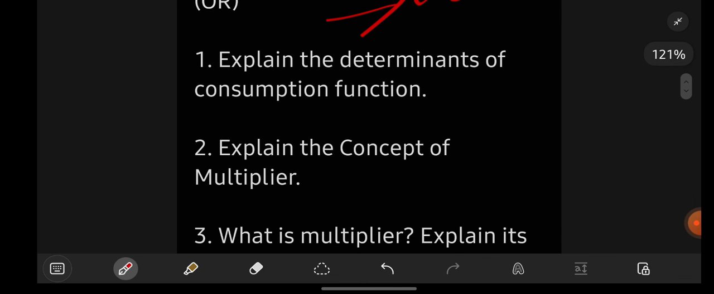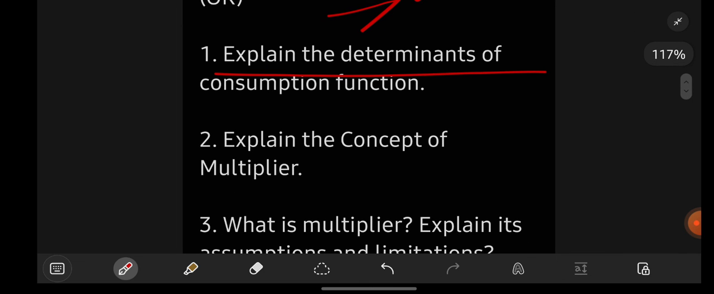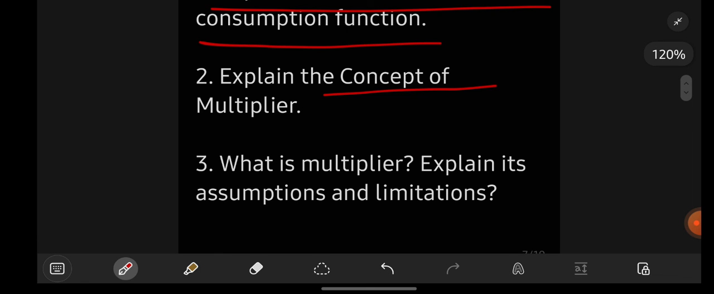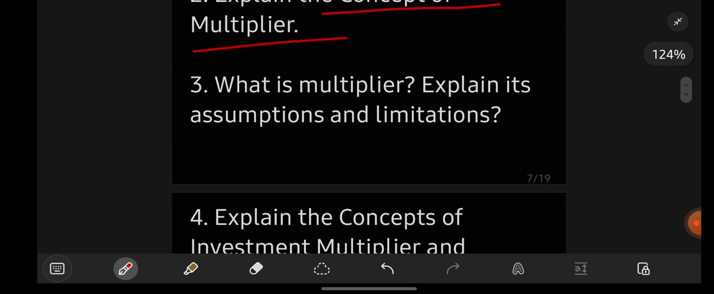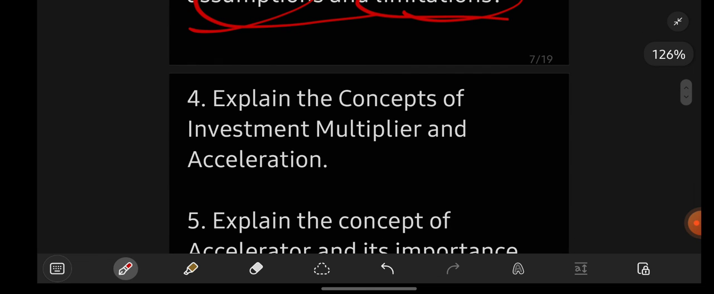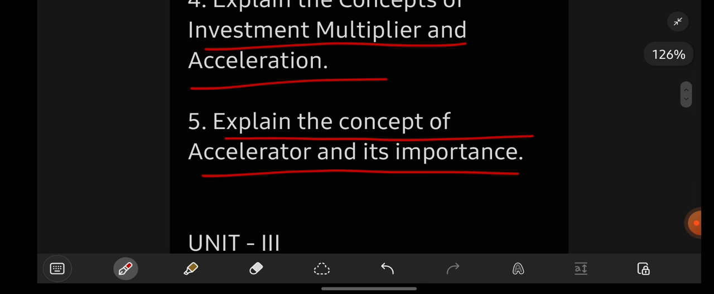Okay, if not A, you can go with the B also. Explain the determinants of consumption function, concept of multiplier. Then what is multiplier, explain its assumptions and limitations. Then we have concepts of investment multiplier and acceleration. Explain the concept of accelerator and its importance, B1.